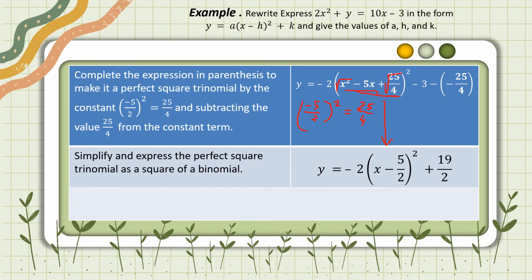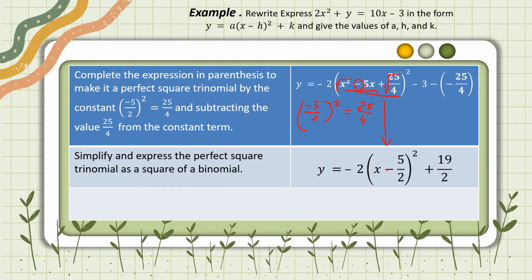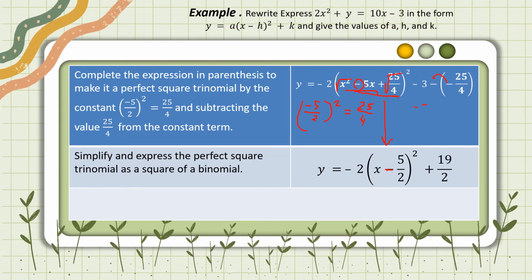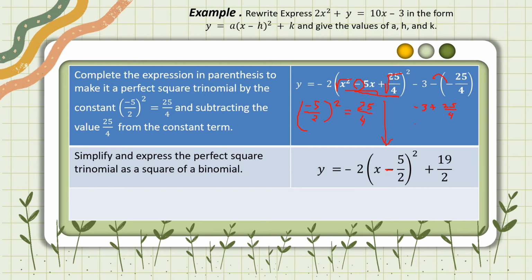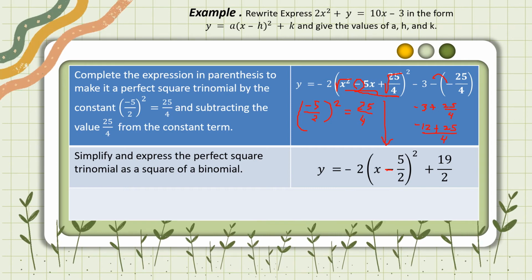So, square root of 25 all over 4, that is 5 all over 2. Negative po yung gitna, kaya po negative po yung sign po natin. And then, ito po, isi-simplify natin to. Alam nyo naman siguro yan, magiging negative 3, magiging positive 25 all over 4. And then, LCD, 4. 4 times 3, that is negative 12 plus 25 divided by 4. So, negative 12 plus 25, that is 13.